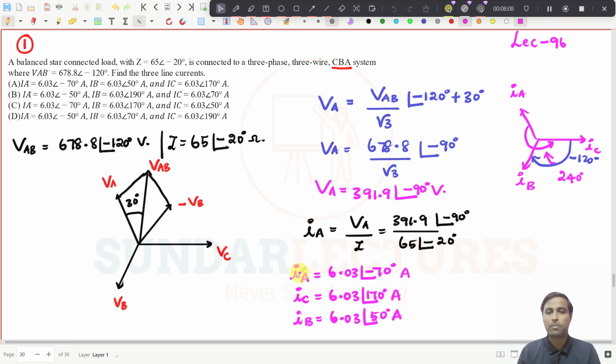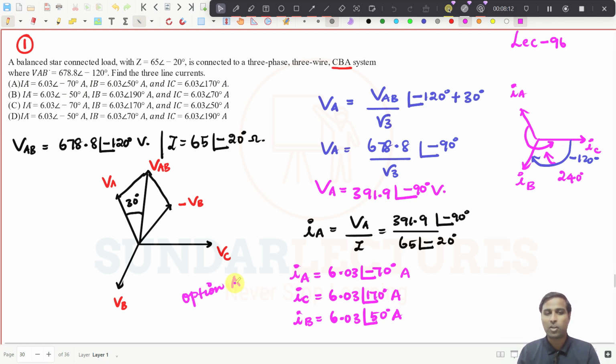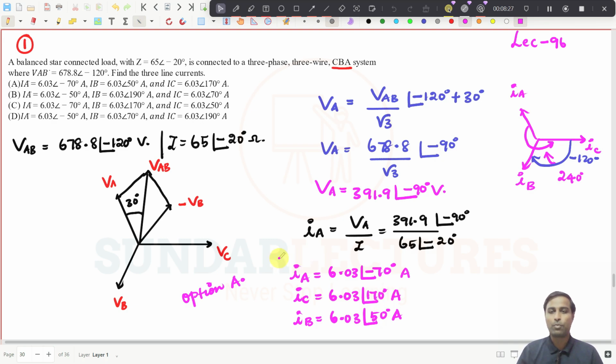Now, you see these three answers. Option A is the correct answer, right? IA, you will get this value. IB, you will get 50 degree, and IC, you will get 170 degree, right? So now we have solved this problem, and we will move on to the next problem.